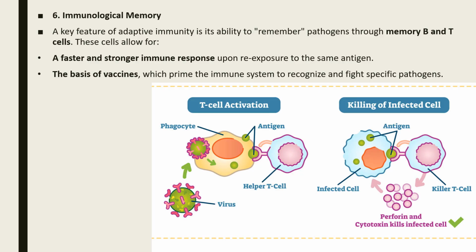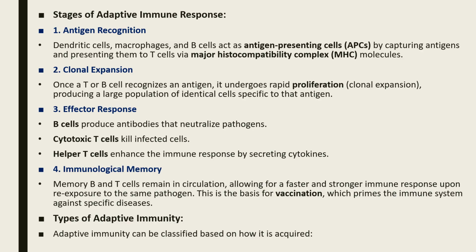Immunological memory. Number 6, the last one. It is a key feature of adaptive immunity, its ability to remember pathogens through memory B and T cells. These cells allow for a faster and stronger response upon re-exposure to the same antigen, the basis of vaccines, which prime the immune system to recognize and fight specific infections.